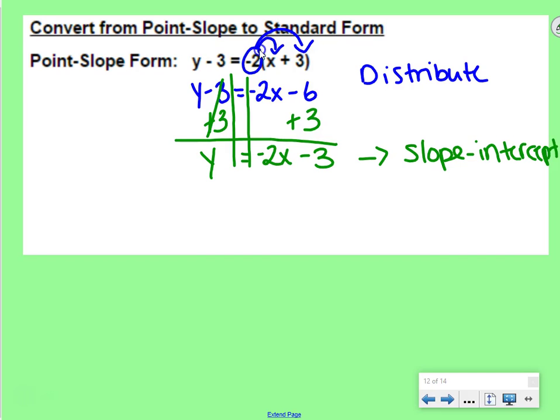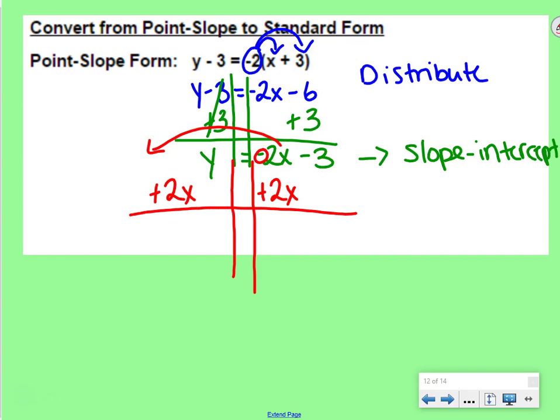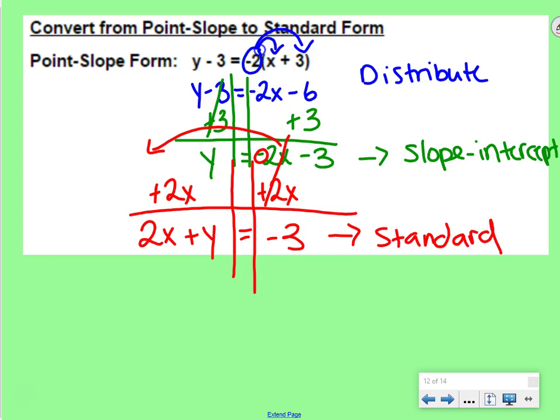Now we don't want to stop because our final goal is to get it into standard form, which means we have one more step. We have to move the x over to join y. How do we do that? Opposite. It's negative, so we add 2x to the right of the equal sign and also to the left of the equal sign. X and y are not like terms, so we have to keep them separate. It's 2x plus y equals -2x plus 2x cancel. We're left with -3. And that right there is standard form.